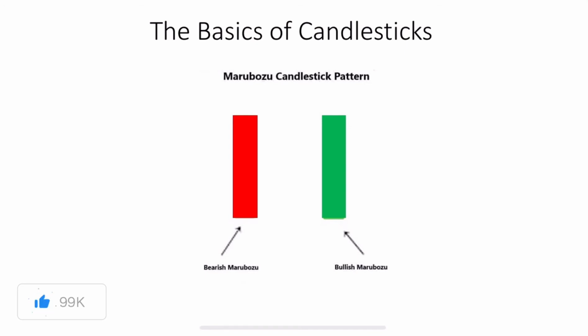So, the Marubozu candle. We have the bullish Marubozu and the bearish Marubozu. A bullish Marubozu is a long green candle with no shadows. As you can see, this one has no shadows. This is a very important bullish candle with a very big body that shows the buyers were in control of the entire session. It shows the buyers are aggressive and in control of the market session.